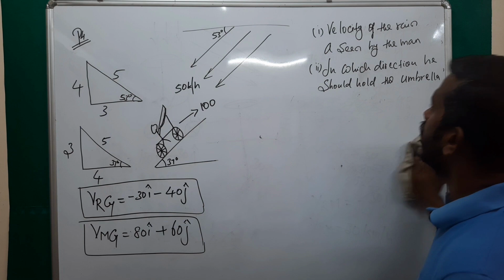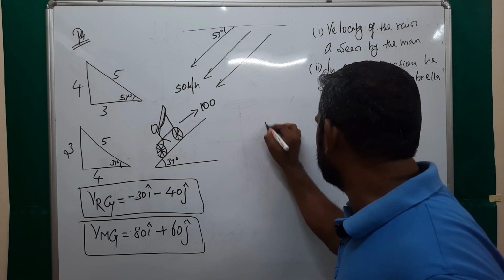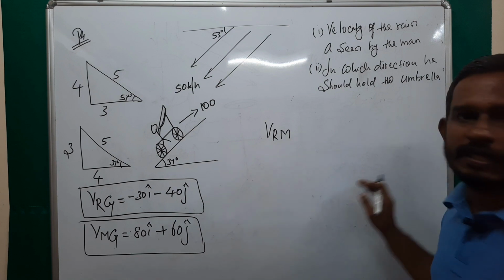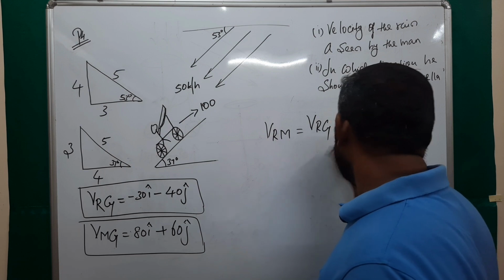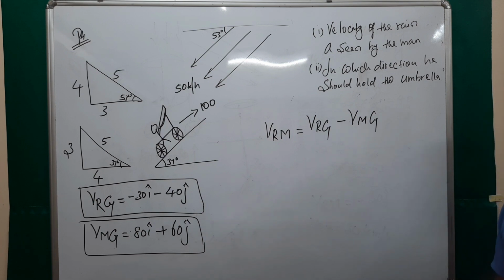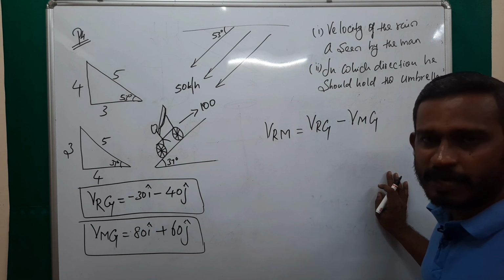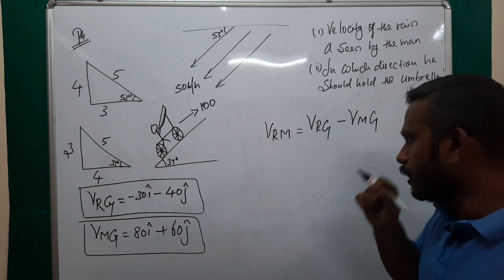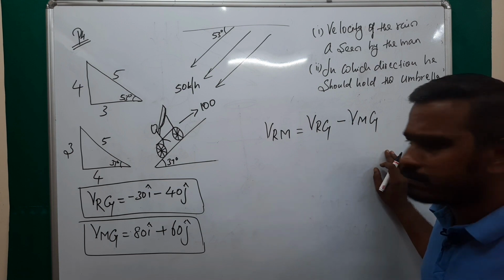So our question is, read the first question: velocity of the rain as seen by the man. So what is the formula we have studied? That is V R G minus V M G. Velocity of AB is equal to velocity of A with respect to ground minus velocity of B with respect to ground. Same formula we are using. Velocity of rain as seen by man is equal to velocity of rain with respect to ground minus velocity of man with respect to ground.